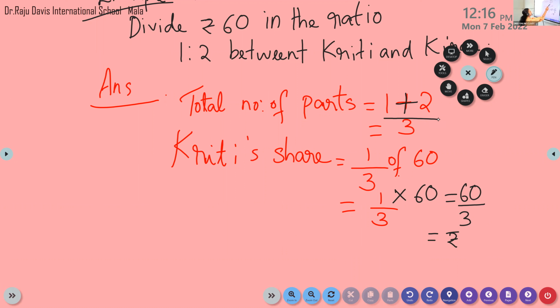So here, for Kriti, look at the ratio. Only 1 part for Kriti. So we will write 1/3 of 60. So 1 into 60, 60 by 3. So rupees 20. You know, 60 divided by 3 is 20. That is clear, no? Yes, ma'am.